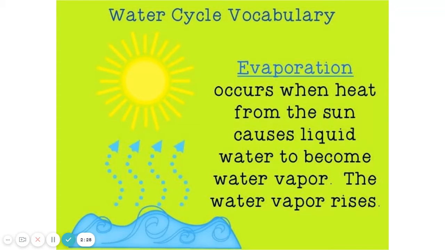Evaporation occurs when the heat from the sun causes liquid water to become water vapor, and that water vapor is going to rise. So think about, you have seen evaporation. If there's a puddle outside, you come outside a few hours later and the puddle's gone. Where did the water go? It evaporated. The sun heated up that water, caused it to turn into water vapor, and that water vapor is now rising into the atmosphere.